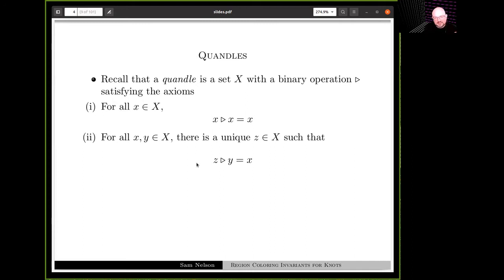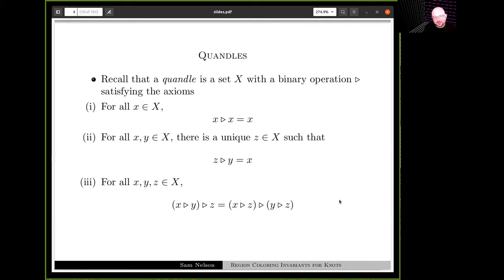And lastly, and maybe most strangely, for every triple X, Y, and Z of elements of X, we have the following property. X triangle Y triangle Z is the same as X triangle Z triangle Y triangle Z. So in particular, quandles are non-associative. Instead, the quandle operation distributes over itself. This is known as self-distributivity.